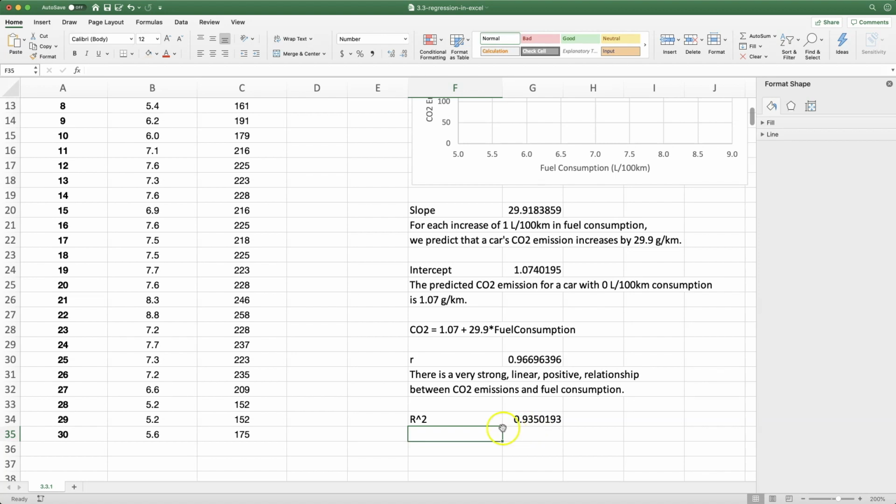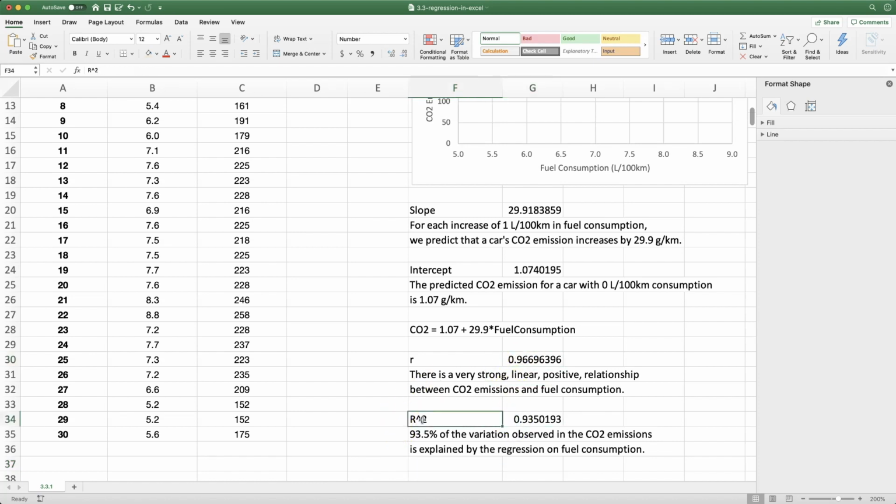This tells me how much of the vertical variation observed in the CO2 emissions is explained by this regression, 93.5% of it. So 93.5% of the variation observed in the CO2 emissions is explained by the regression on the fuel consumption. On the whole, we'd say that this regression model is doing an excellent job of modeling CO2 emissions using fuel consumption. The correlation is very strong, and R squared is high.